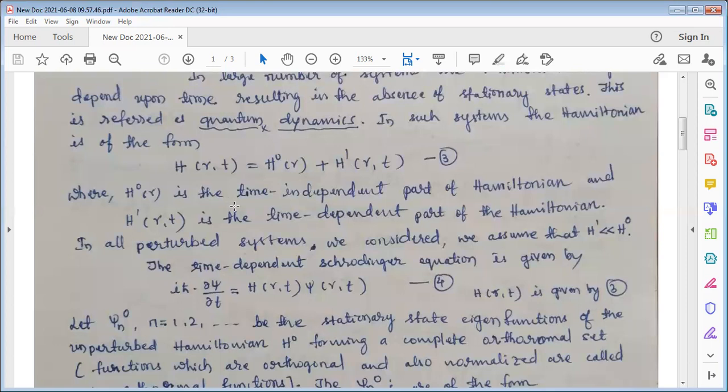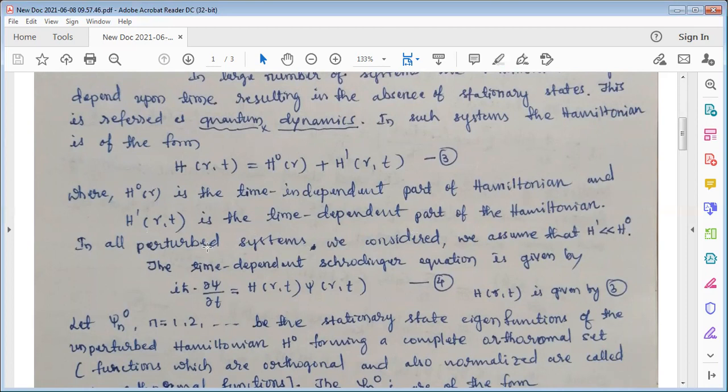H naught of r is the time independent part of the Hamiltonian, and h dash of r comma t is the time dependent part of the Hamiltonian. In all perturbed systems, we assume that h dash is very, very less than h naught.